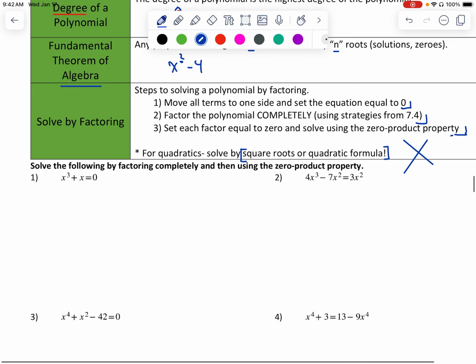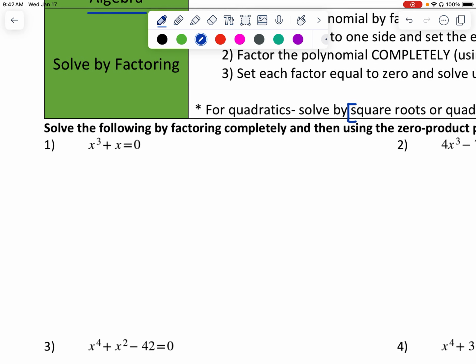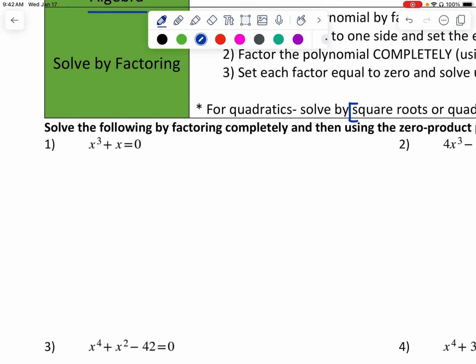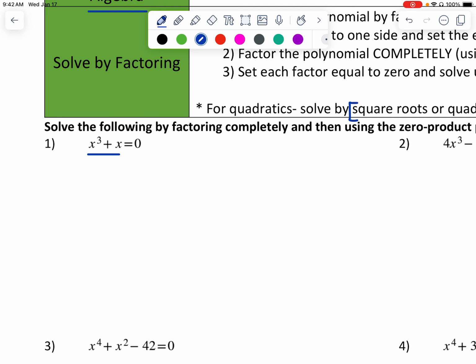So starting off, it says solve the following by factoring completely and then using the zero product property. Our first step with factoring is always, always, always finding a greatest common factor. Here we only have 2 terms, so that only leaves us a few options. But I see really quickly that we do have a greatest common factor, x to the power of 3 plus x equals 0. We can factor out an x here.